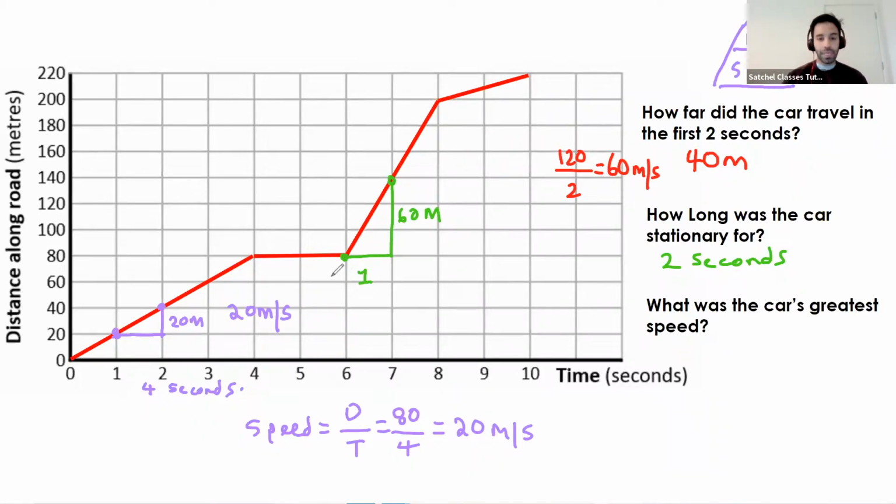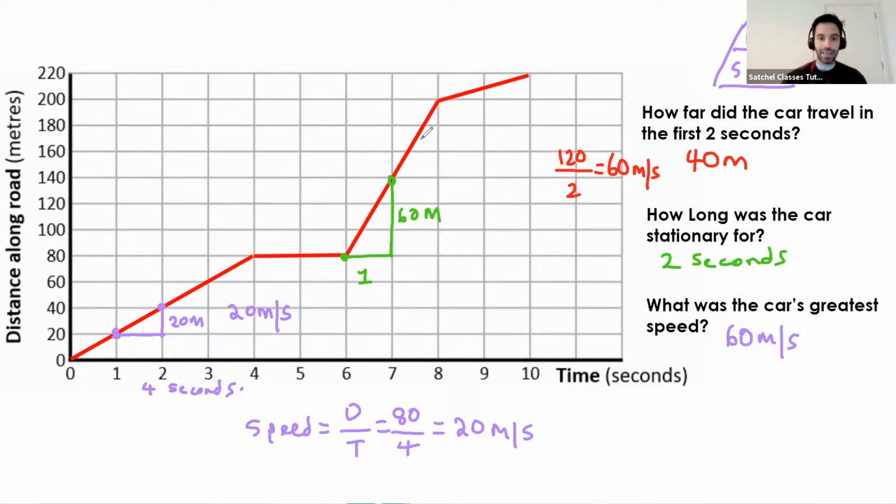And an easier way, without having to do all of these calculations, to determine where the car's greatest speed is, is to look at the steepness of the line. The steeper the line, the greater the speed. So in this case, the greatest speed is 60 meters per second.